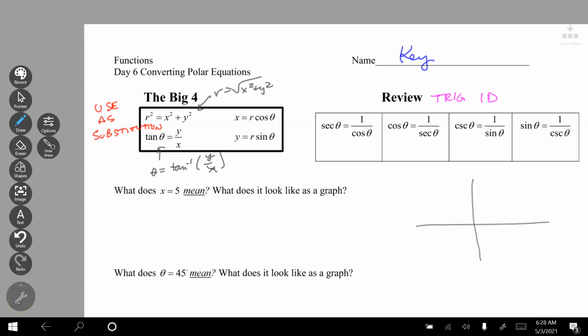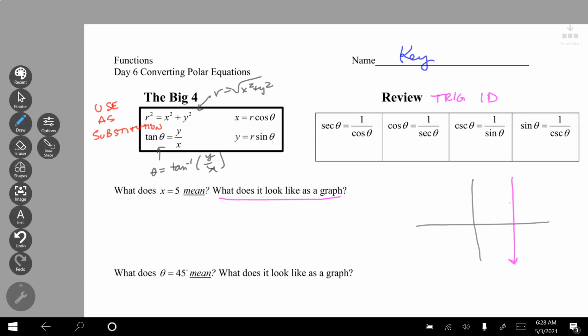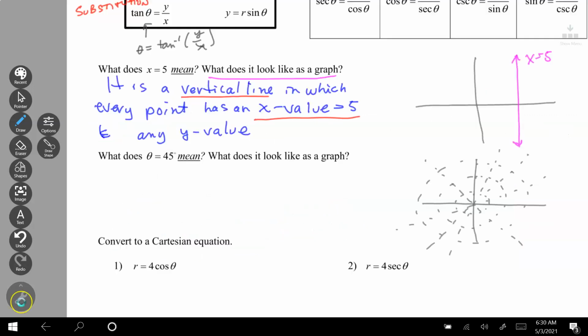Okay, first question. What does x equal 5 mean, and what does it look like as a graph? Well, the graph is the easy part. I think everyone should know that it looks like this. So what does it mean? It is a vertical line in which every point has an x value equal to 5 and any y value you want. So this vertical line has points on it like 5, 0, 5, 1, 5, negative 2, whatever you want. And since it says x equals 5, that is a Cartesian or rectangular equation.